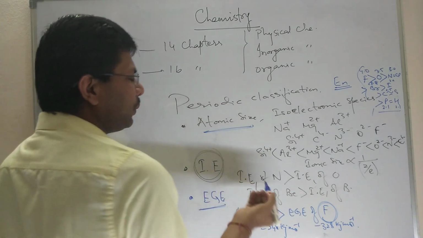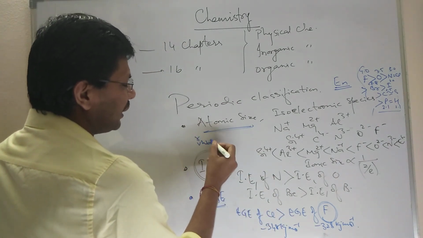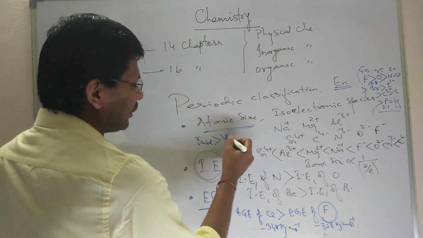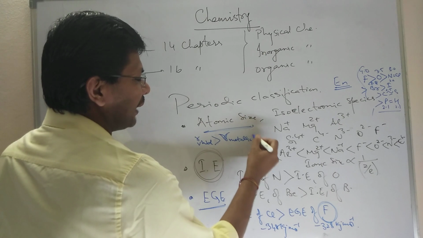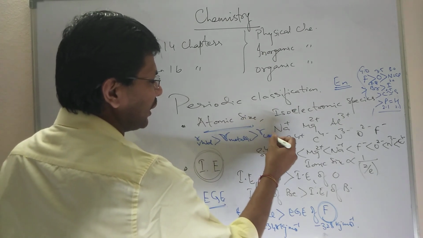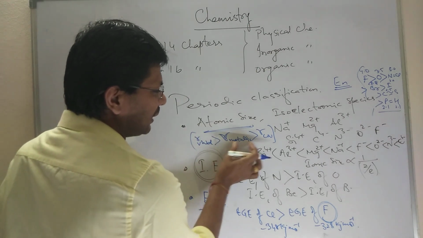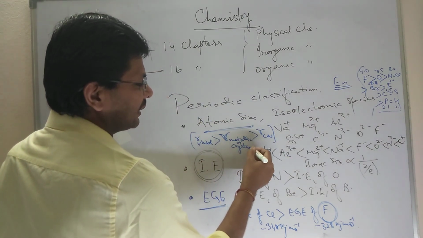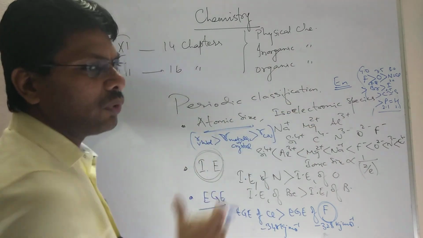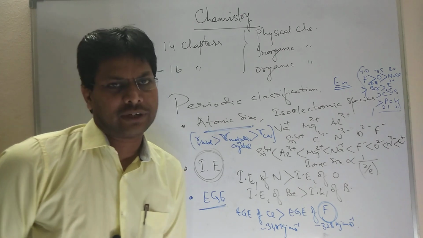isoelectronic species, here you can keep in mind one more thing, that the van der Waals radius is greater than the metallic radius or crystal radius, which is greater than the covalent radius. So you have to briefly see what is van der Waals radius, what is metallic radius, and what is covalent radius. Metallic radius is also called crystal radius. So keeping the concept of these 4 topics, you will be able to solve the questions based on periodic classification.